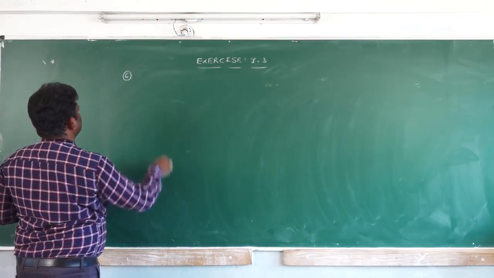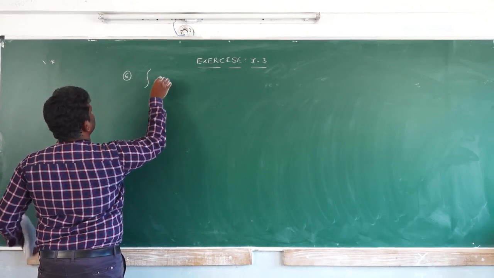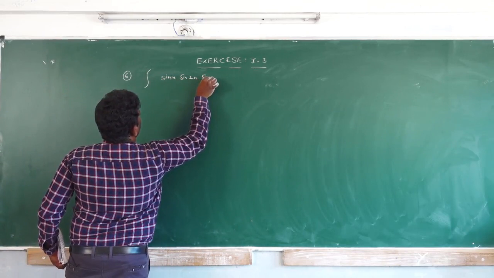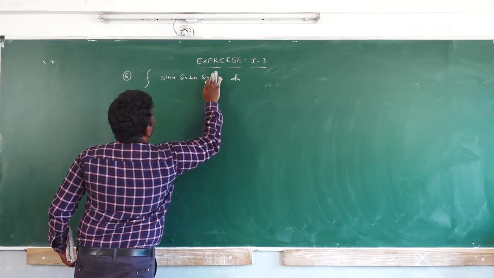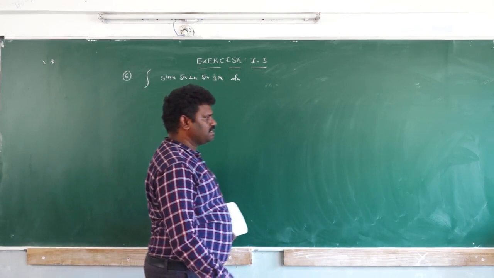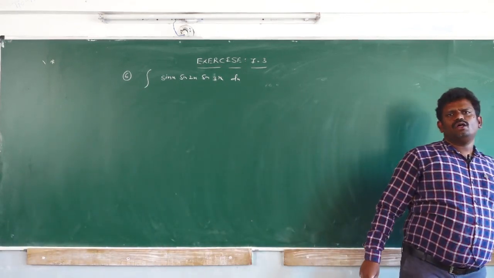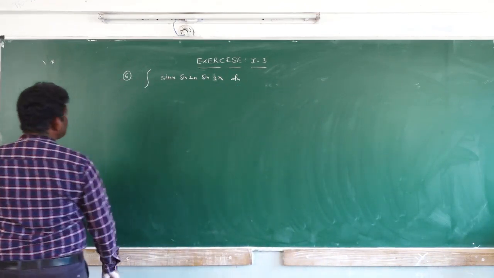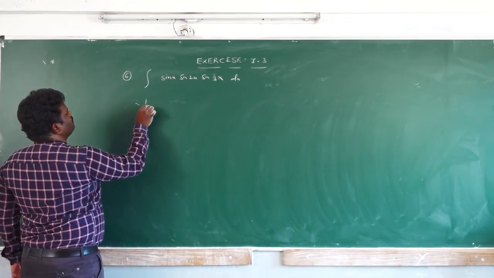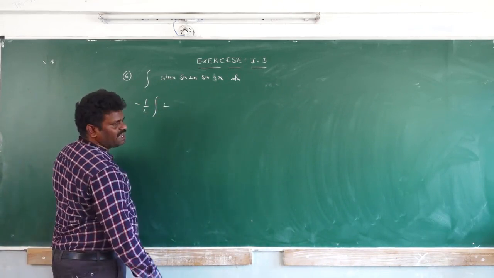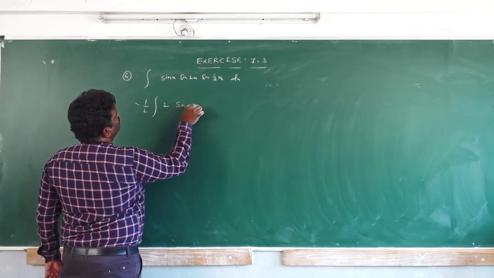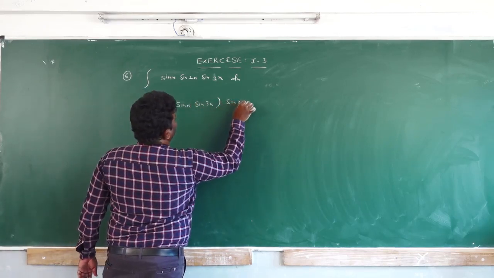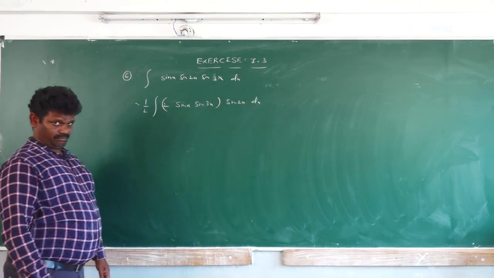Sixth one: integral sin x sin 2x sin 3x dx. Previously I explained one question with a cos combination, where three cos terms were given; this is the same model. First we multiply and divide with 2. Now if we take any two, we choose the pair sin x and sin 3x, and keep sin 2x separately, with dx. Okay?